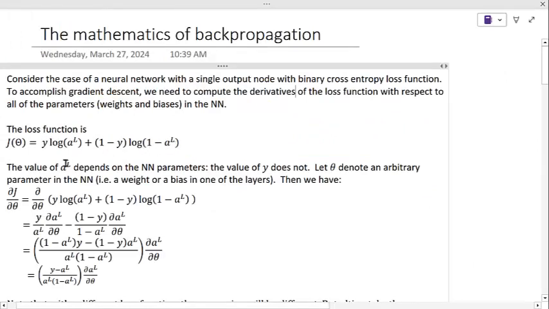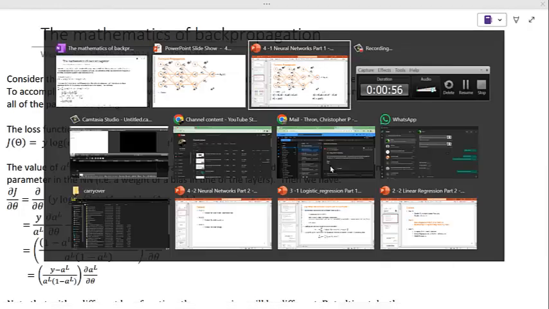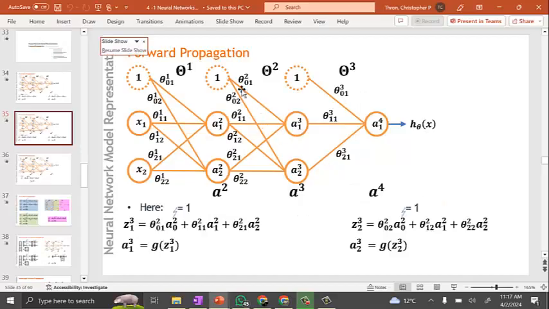Now the value of AL, which is the output at the Lth layer, depends on the neural network parameters, but the value of y does not. That's a given. That's something that the user supplies. So the neural network has lots and lots of parameters, as we saw here. You can see that the parameters have 3 indices. The top index is the layer. The bottom 2 indicate the nodes that are connecting.